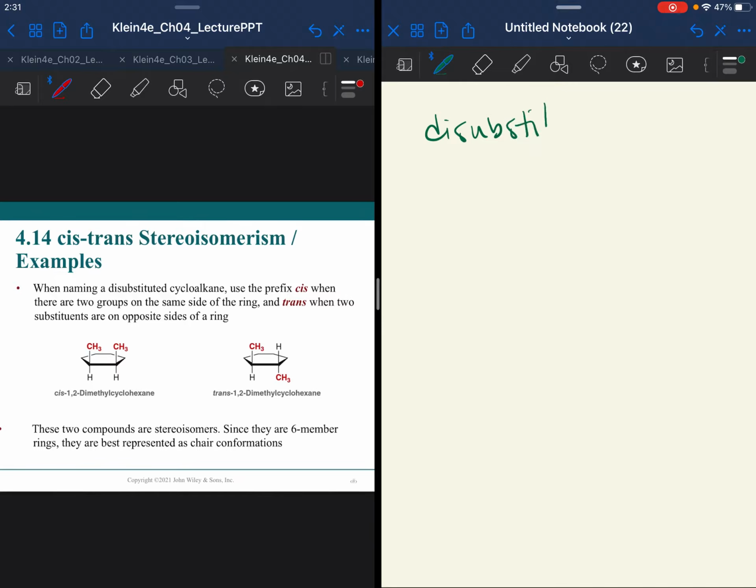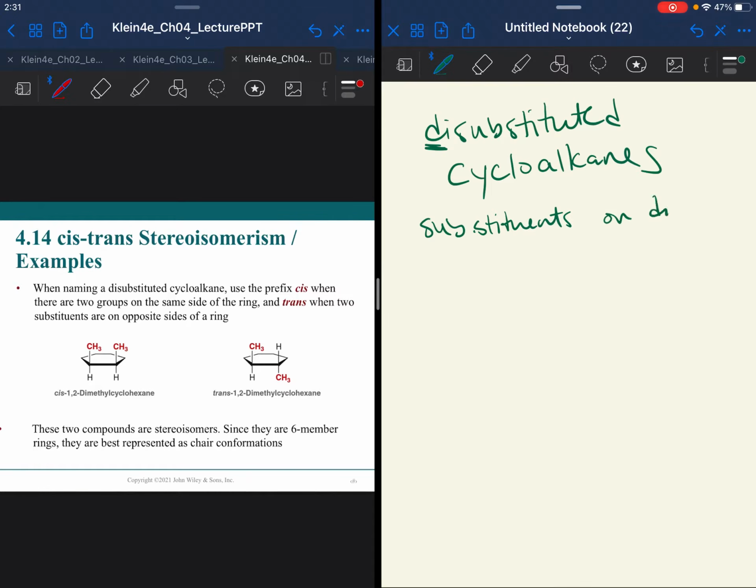For di-substituted cycloalkanes, and so this only works if it's a di-substituted. If you have 3 or more substituents, it doesn't work. And the di-substituted, it has to be substituents on different carbons in the ring.